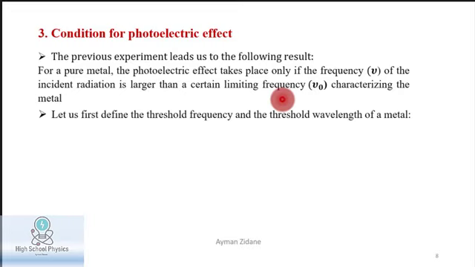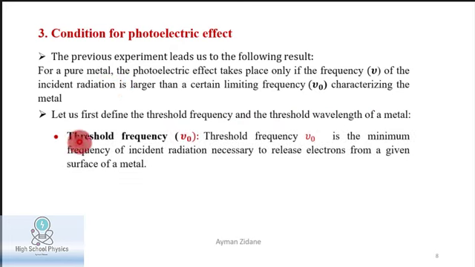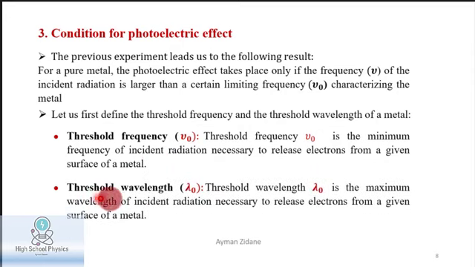Let's first define the threshold frequency and the threshold wavelength of a metal. The threshold frequency nu 0 is the minimum frequency of incident radiation necessary to release electrons from a given surface of a metal. In order to release electrons from a metal, the frequency of the radiation must be larger than this limiting value.